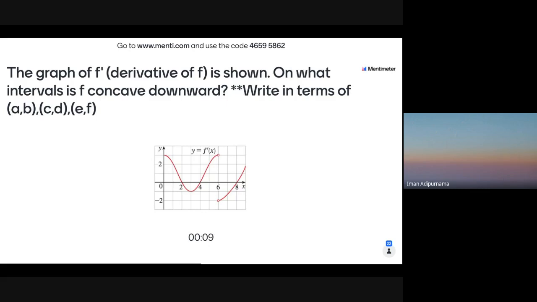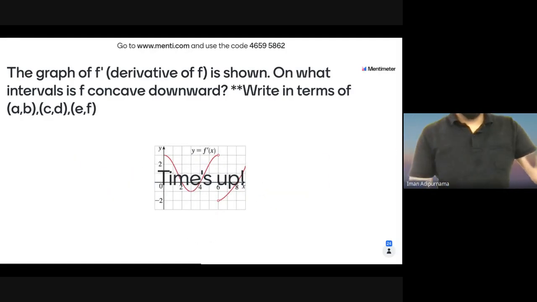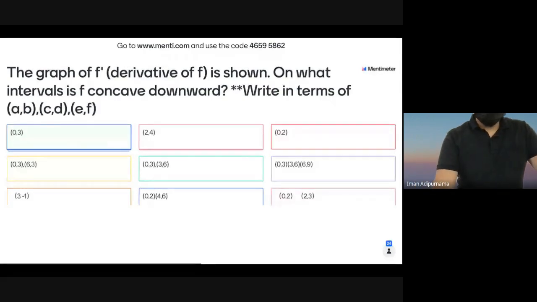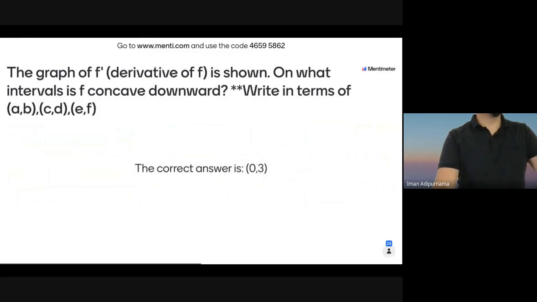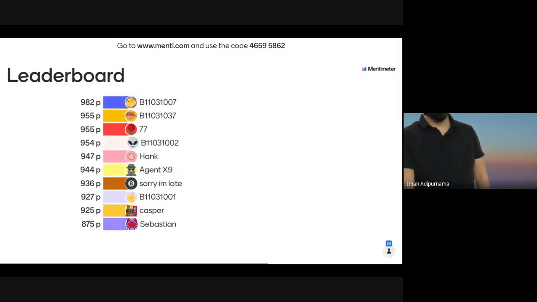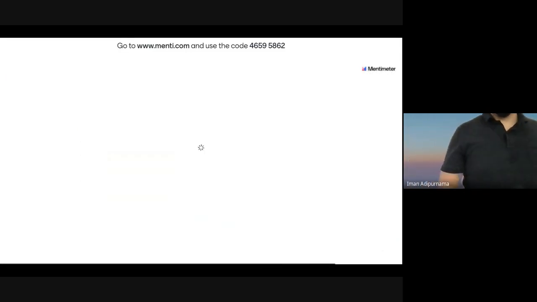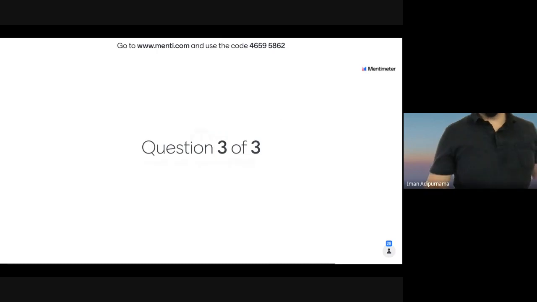Okay, you can carefully see the X value. Careful. 3, 2, 1. Okay, 0 to 3. How many of you got it correct? I think quite a lot. Okay, last question. 3, 2, 1.